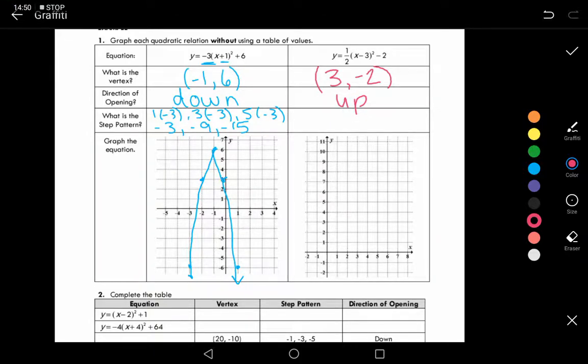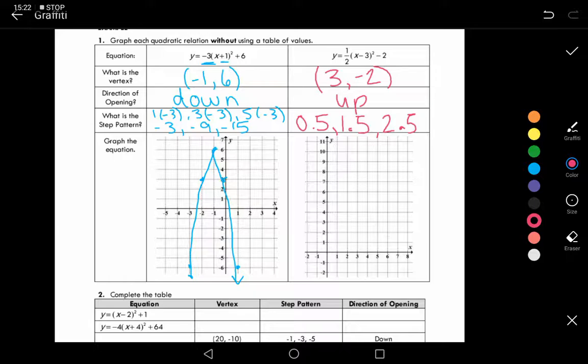Okay, the step pattern, remember, is 1 times a, 3 times a, 5 times a. So we have 1 times 1/2, which gives us a half. We have 3 times a half, which gives us 1.5. And we have 5 times a half, which gives us 2.5. Okay, so we are going to plot our points using that information.